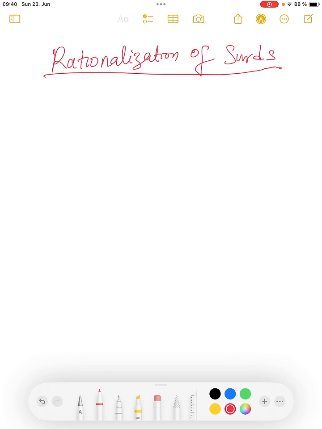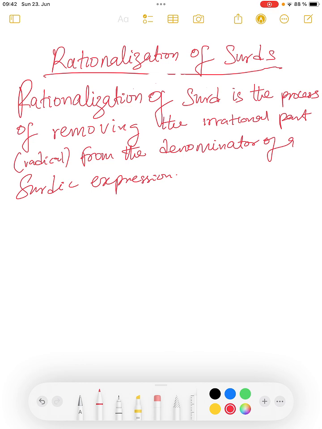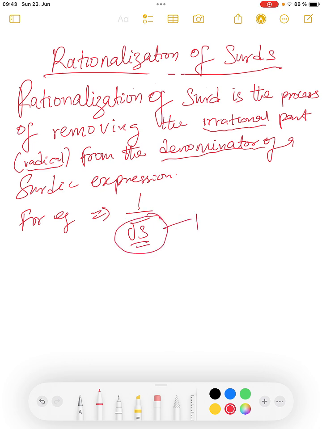What does it mean when someone is asked to rationalize a surd? We say that rationalization of a surd is the process of removing the irrational parts from the denominator of a surdic expression. Removing the irrational part, that's the radical. For example, if we have 1 over root 3, this root 3 is what we call the irrational, or the radical.